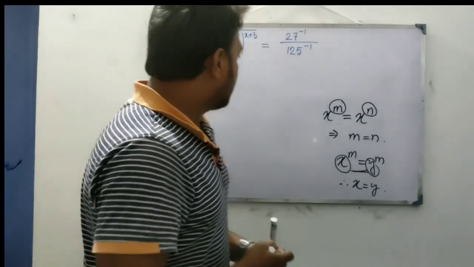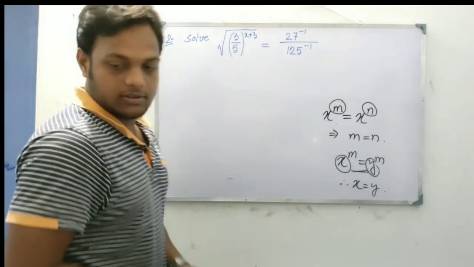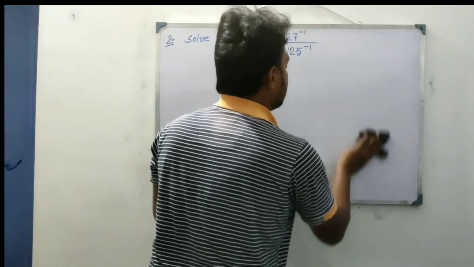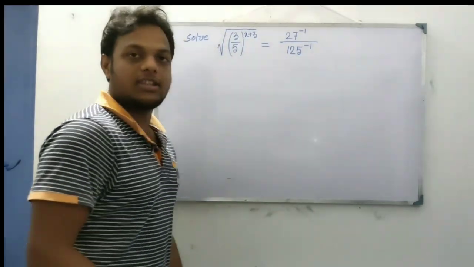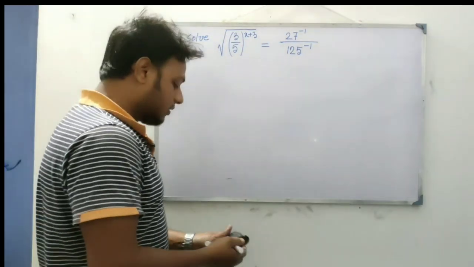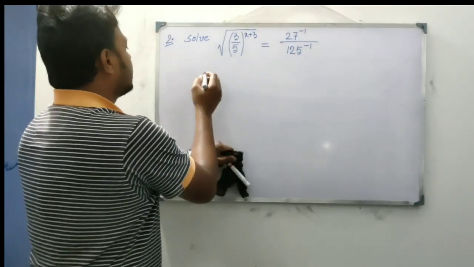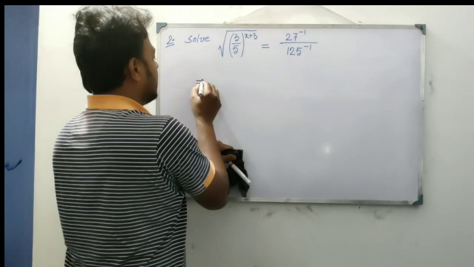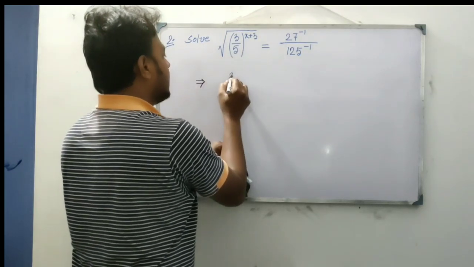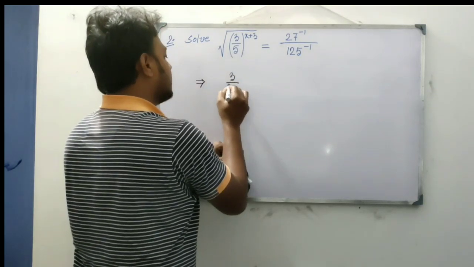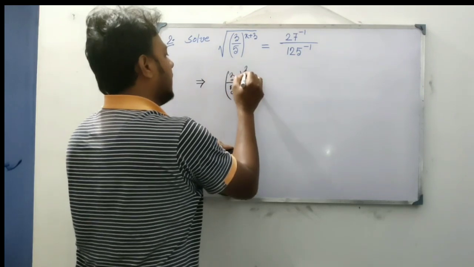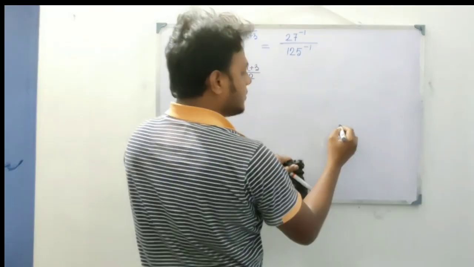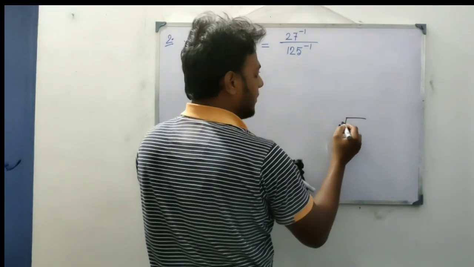Okay, so we have to solve it for x. So first we have to try to make the same base on both sides. Okay, so look at the board, I am solving for this line also. This can be written as 3 by 5 whole to the power x plus 3 by 2. Is it correct?